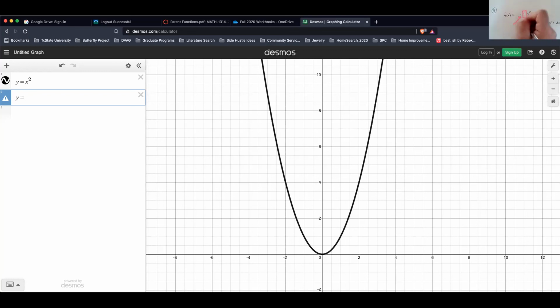But we're also multiplying the output by a negative, or negative 1. So that rule says that we should have a reflection across the x-axis. So let's see if these 3 things come to pass. We should be seeing something that's flipped upside down.